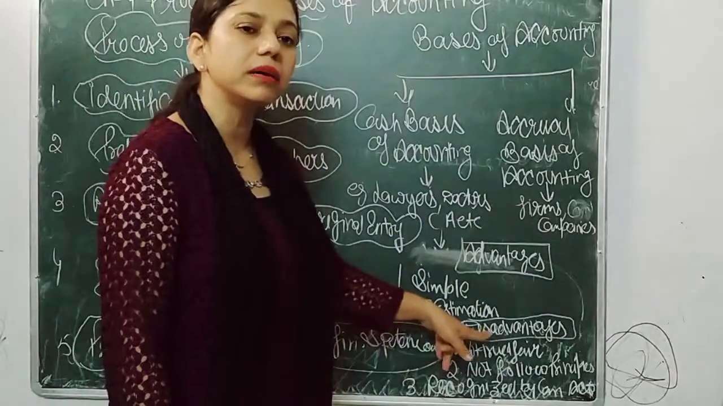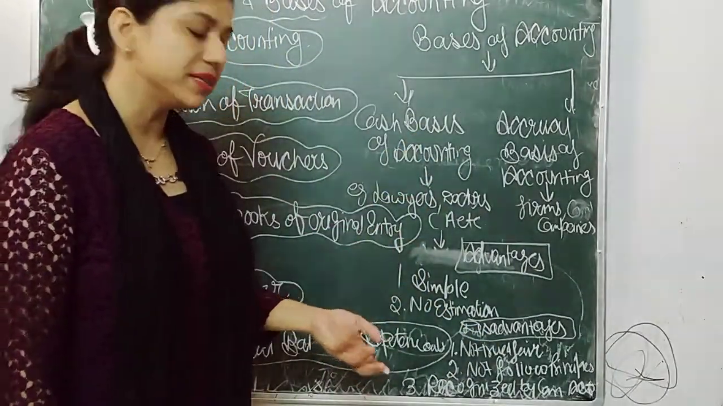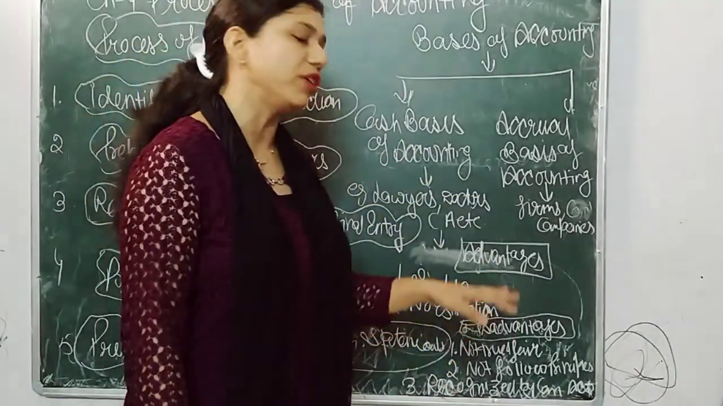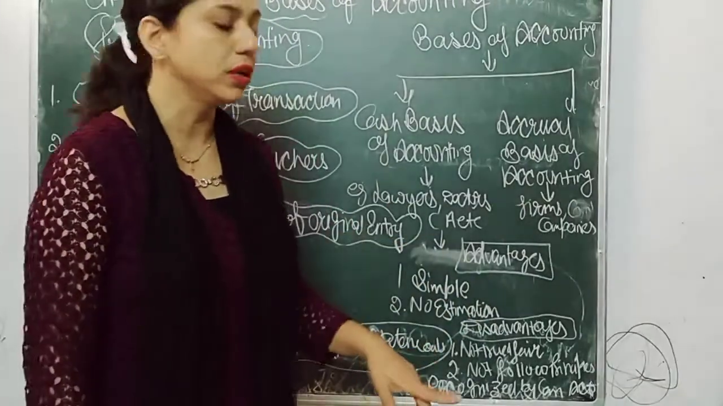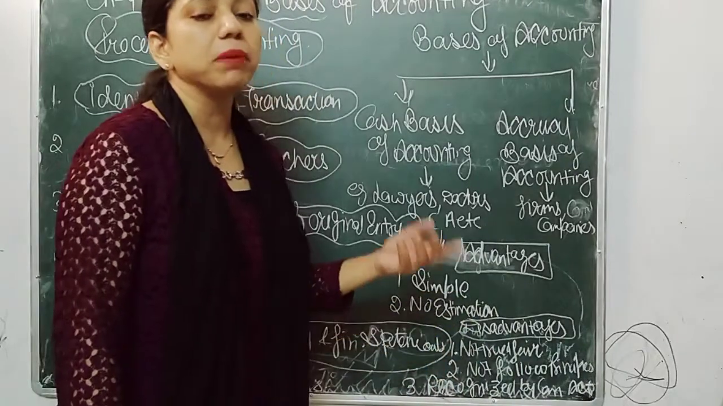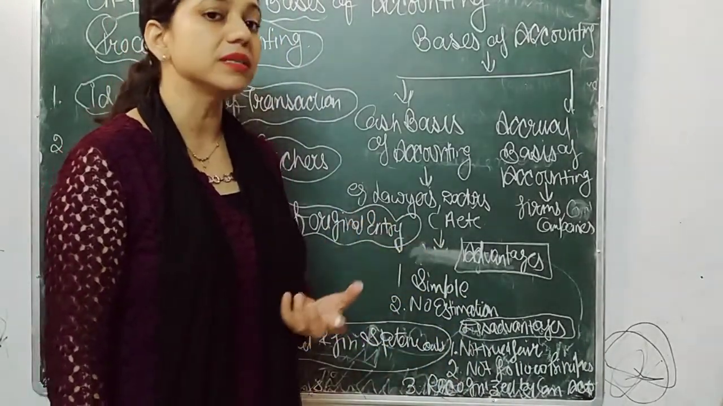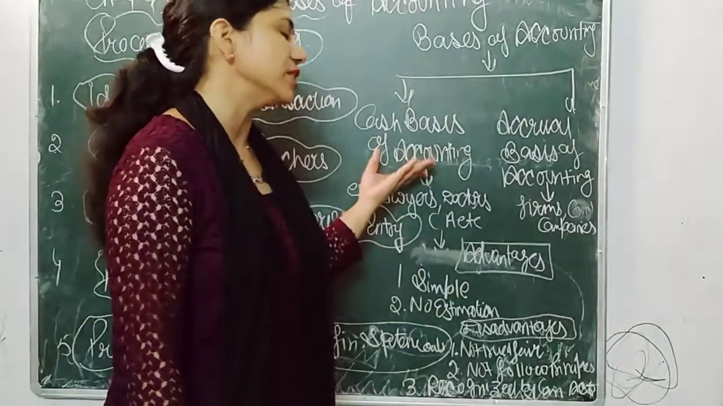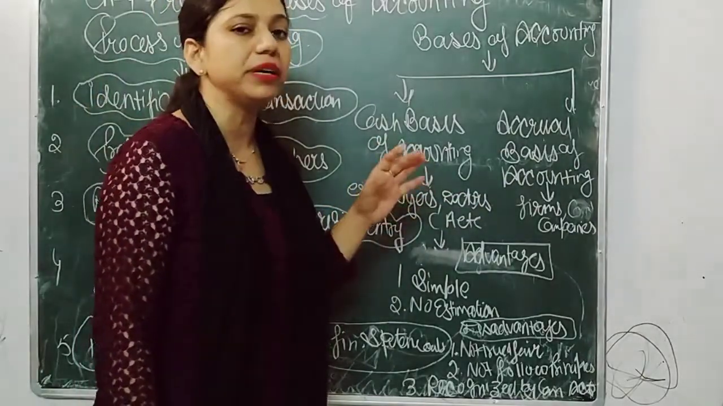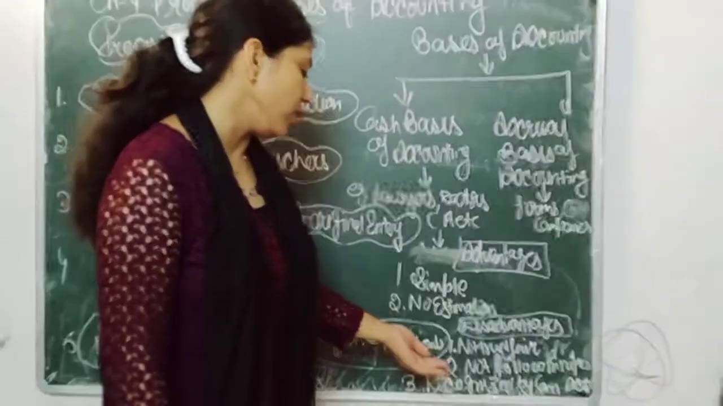But there are some disadvantages of this method also. What are the disadvantages? This basis of accounting does not give a clear and fair view of profit and loss. Why? Because there can be some outstanding expenses and some prepaid expenses, and they are not recorded in cash basis of accounting. That's why, according to this method, profit does not present a fair view of the accountancy.